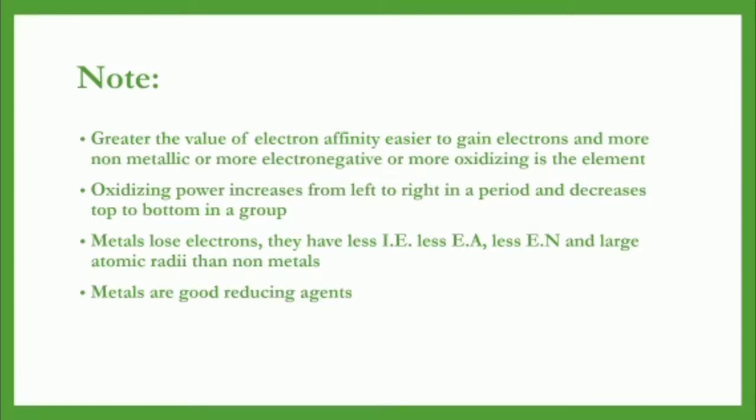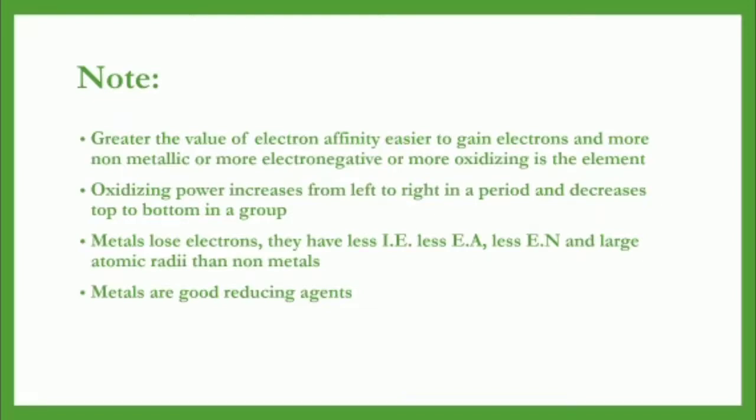Next one, oxidizing power increases from left to right in a period and decreases from top to bottom in a group, because oxidizing agents are non-metals. Reducing power only increases in the metals. Down the group, reducing power will be increasing because they are metals. Across the period, there are more non-metals, so the oxidizing power increases from left to right and decreases down the group.